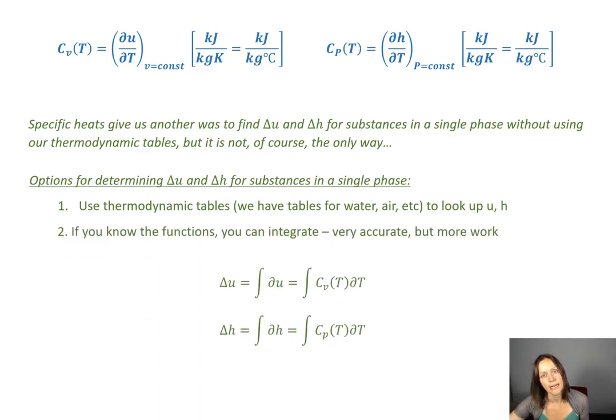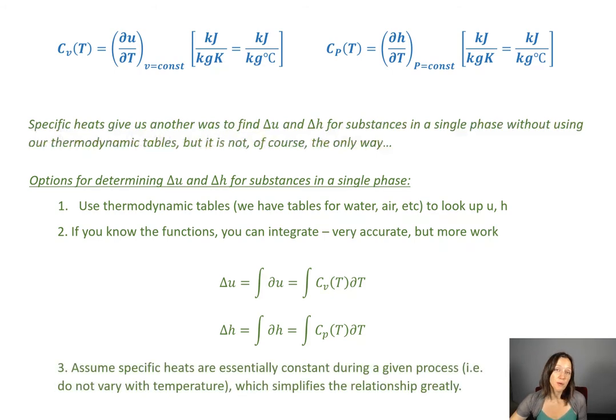All right, the other way that we can calculate delta U's and delta H's for a substance in the single phase is if we know the relationship, if we know that CV as a function of T, or CP as a function of T, we can integrate them and we can get an expression for delta U's and delta H's. And that's accurate, but it's also time consuming and difficult, and maybe we want to make things easy on ourselves. And one way we could do that is assume that the specific heats are essentially constant during a given process, meaning that they're not a function of temperature anymore. They don't change as temperature changes.